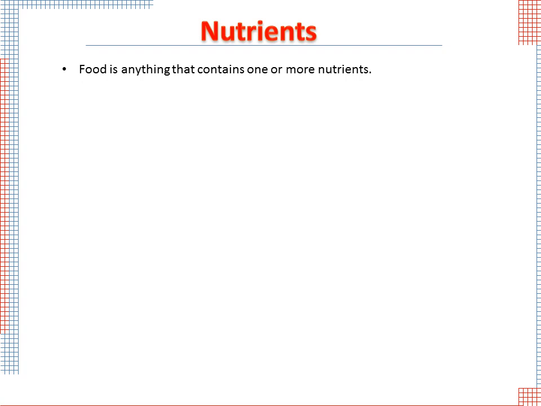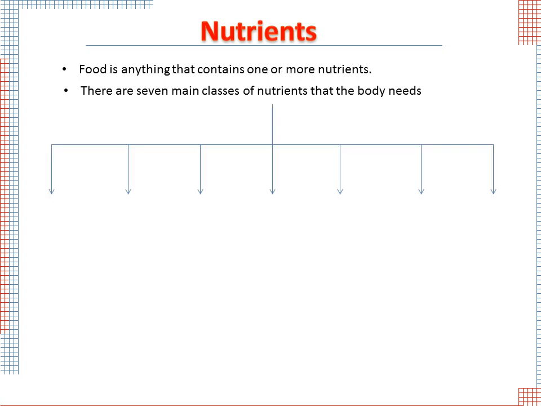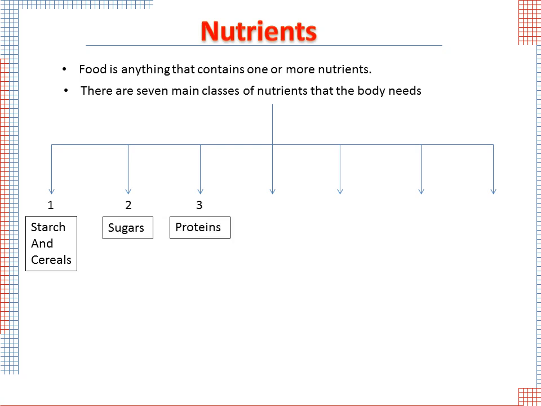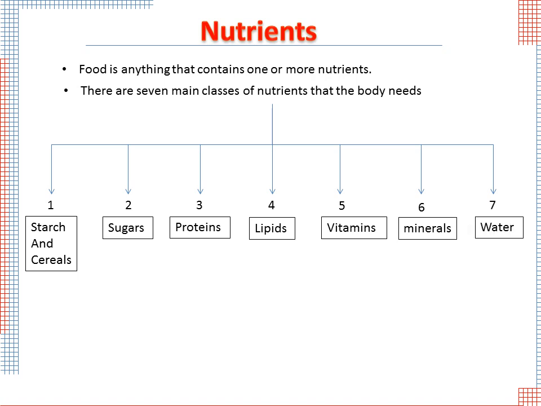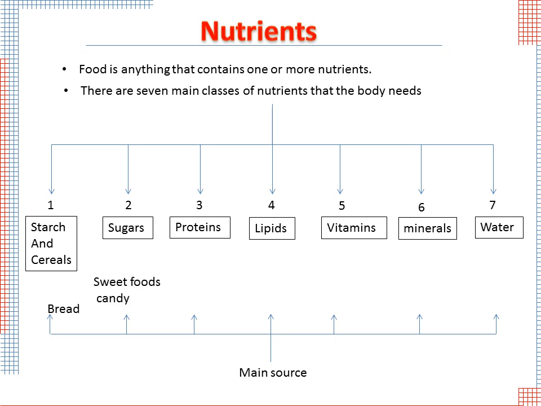Nutrients. Food is anything that contains one or more nutrients. There are 7 main classes of nutrients that the body needs. The first is starch and cereals. The second is sugars. The third, proteins. Fourth, lipids. Fifth, vitamins. Sixth, minerals. Seventh, water. The main source of starch and cereals is bread.